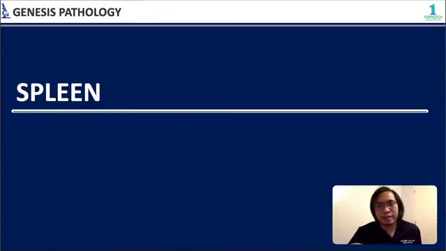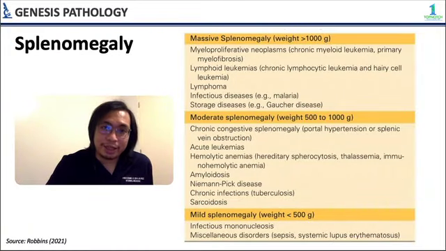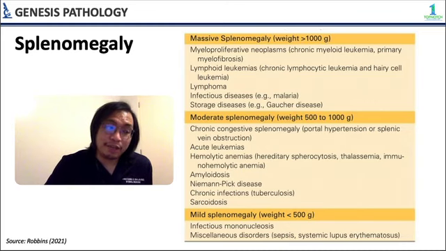Alright? Let's move on sa spleen. Ito, mabilis lang to. Let's talk about splenomegaly. So, massive, moderate, and mild. In massive splenomegaly, ang weight niya is more than 1 kilo, more than 1,000 grams. Usually caused by your myeloproliferative neoplasms. Moderate splenomegaly, mga congestion. Mild splenomegaly, infectious mono. In infectious mono, EBV, we advise patients to avoid contact sports because of the risk of splenic rupture.